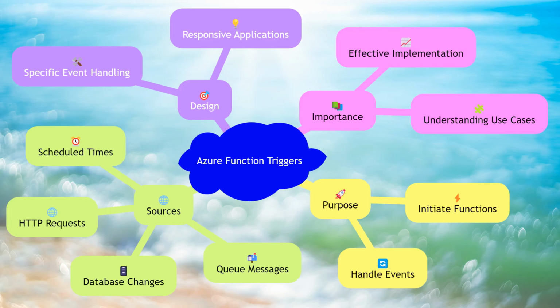Function triggers are specific events that cause an Azure function to run. These triggers can come from a variety of sources, such as HTTP requests, messages in a queue, changes in a database, or scheduled times. Each trigger type is designed to handle a specific kind of event, allowing developers to create highly responsive and efficient applications. Understanding the different types of triggers and their use cases is essential for effective Azure Function implementation.